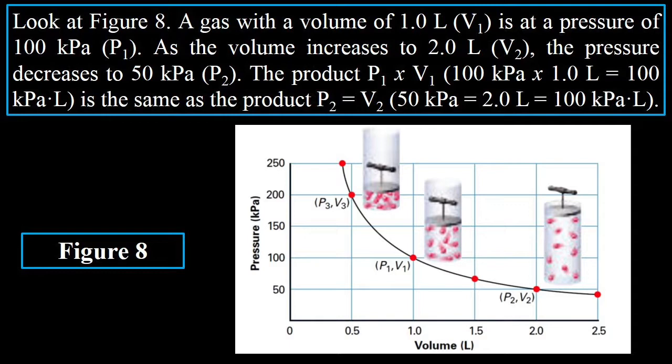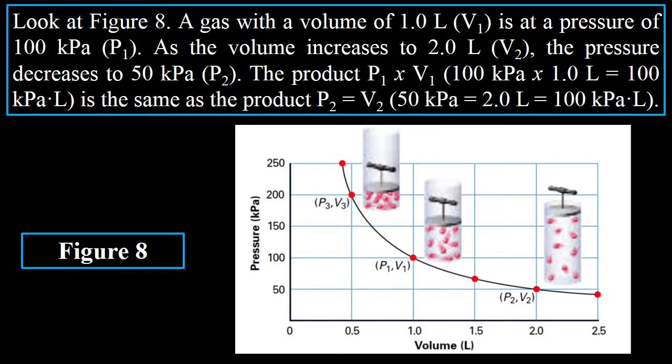P times V. P3 times V3 equals P1 times V1. Product constant. A product constant is the same as an indirect mathematical relationship. Indirect. Look at figure 8.